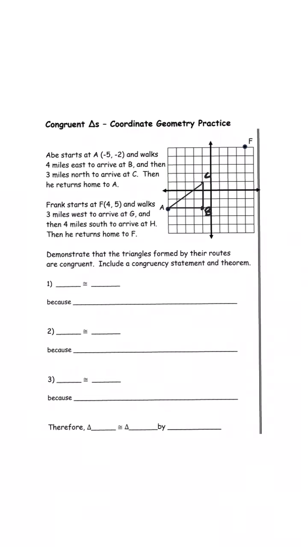The second part, it says that Frank is at F. So here's F, actually plotted up there. It says he walks 3 miles west. So 1, 2, 3. There's 3 miles west. And that's G. And then he goes 4 miles south to H. 2, 3, 4. There's H.